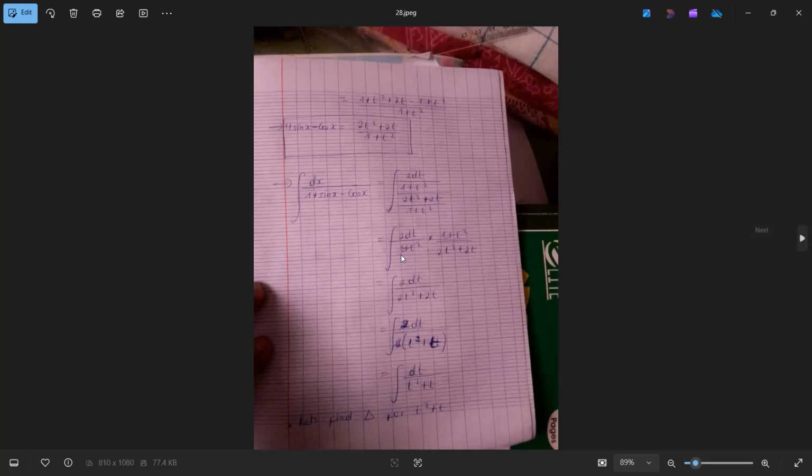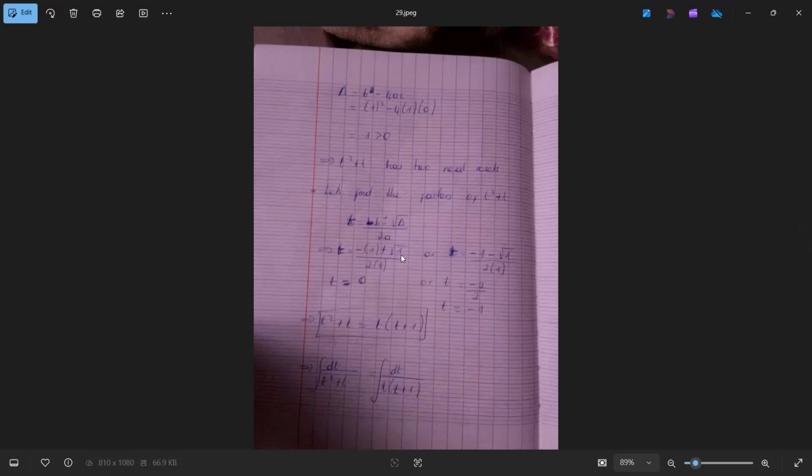Do you understand what I'm saying? Instead of wasting time and first calculating delta, this is a straightforward thing. You could just observe that when you factorize t, it becomes t into t plus 1, and you continue.